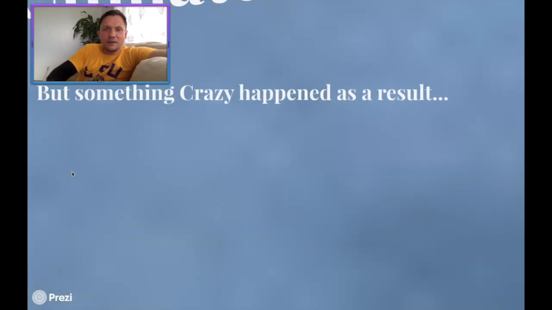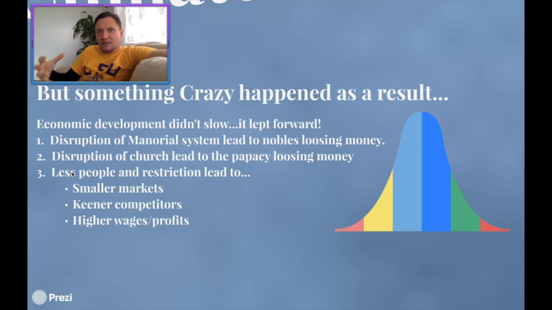There we go. The big thing that was really unexpected, though, is something crazy happened. It did not crush Europe the way that you would think it would. You would imagine the tragedy of the late Middle Ages would then lead to a downward spiral, and the Renaissance wouldn't begin until the 1600s. So what was it about the tragedy of the late Middle Ages that actually stimulated economic development? Because that's actually what ended up happening. Economic development didn't slow. It leapt forward, absolutely leapt forward in a huge way.